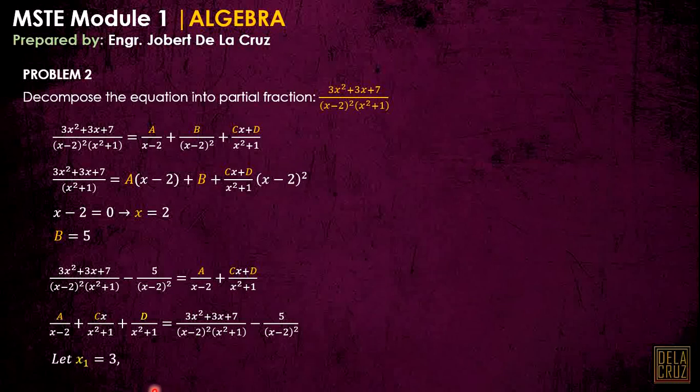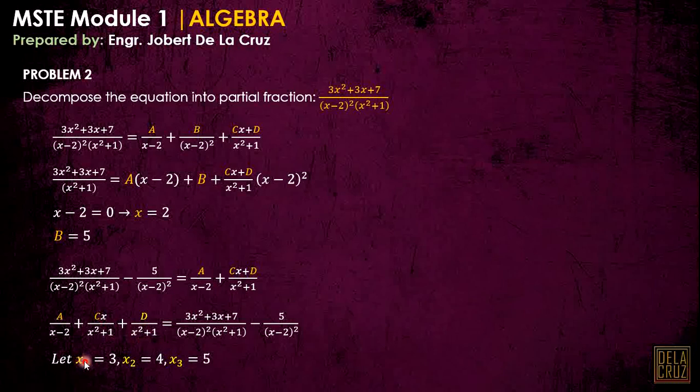Let's say x sub 1 is equal to 3, x sub 2 is equal to 4, and x sub 3 is equal to 5. Again, that can be any value of x. We can use x equals 1,000, x equals 2,000, and x equals 3,000. Any value of x, really, as long as the three values are not repeated. And the denominator cannot be zero.